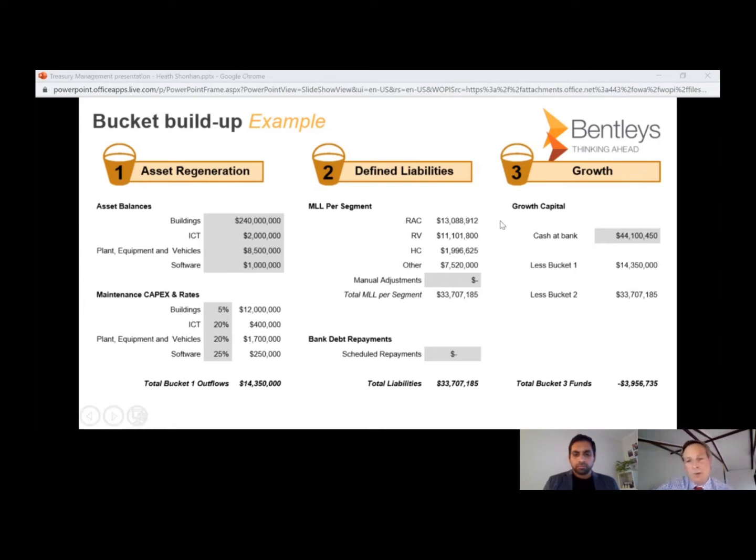If we further extend this example and say, okay, well, as at the date of doing these calculations, we had $44.1 million in cash. It says we need $14.3 million at any one point in time for our bucket number one to regenerate our assets over this current period. We also need $33.7 million worth of liquidity to fund bucket number two. So really, we have a deficiency in this bucket of $3.95 million. That number will either be positive or negative depending on how much cash you have in the bank. For the purposes of this example, we thought we'd run with, okay, a negative deficiency so that we can look at ways to refill this bucket up.